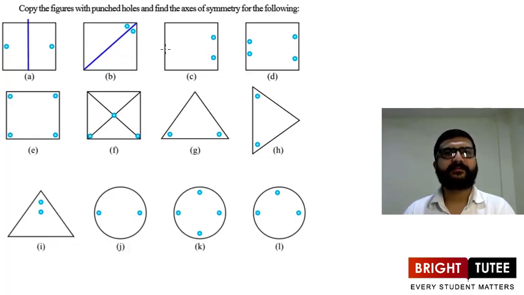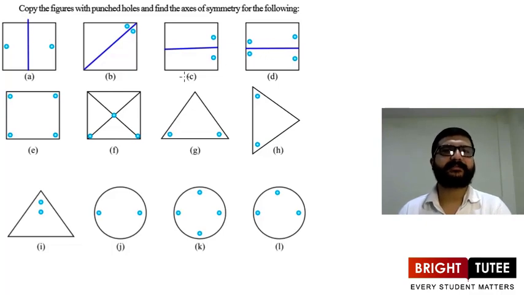Now the next one, for this one we can have the line of symmetry like this. This is the line of symmetry for this figure. Now similarly, for the next figure also we can have the line of symmetry like this. Here this should be a straight line. It should be from the middle of these two holes like this. So this is the line of symmetry.